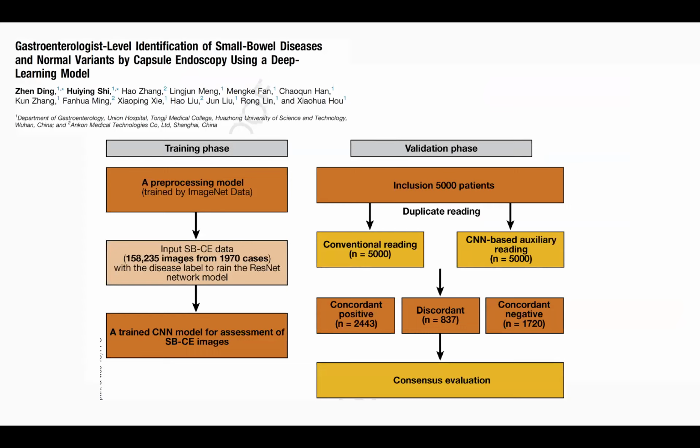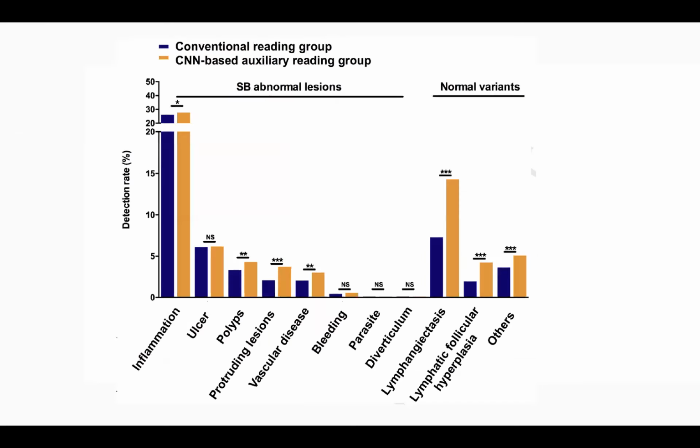In China, they did a huge study using the Navicam Pro system, which we actually have in here at Addenbrooke's, where they looked at 5,000 patients who were duplicate read, conventional versus convolutional neural network based auxiliary reading. They did a discordancy analysis and then evaluated the results. What they found was remarkable.